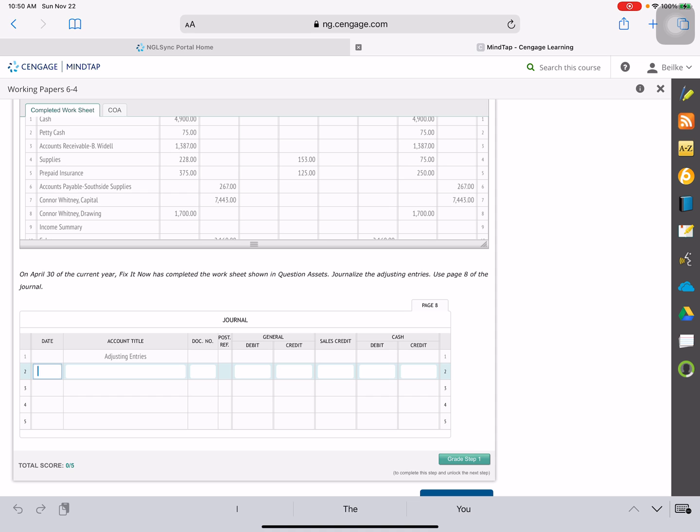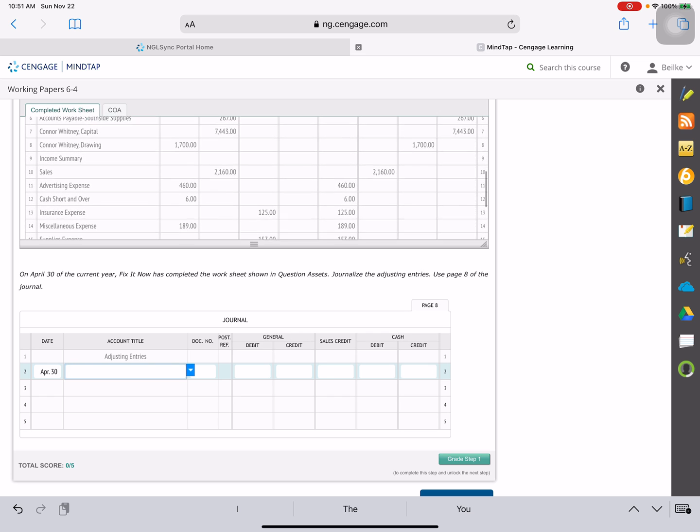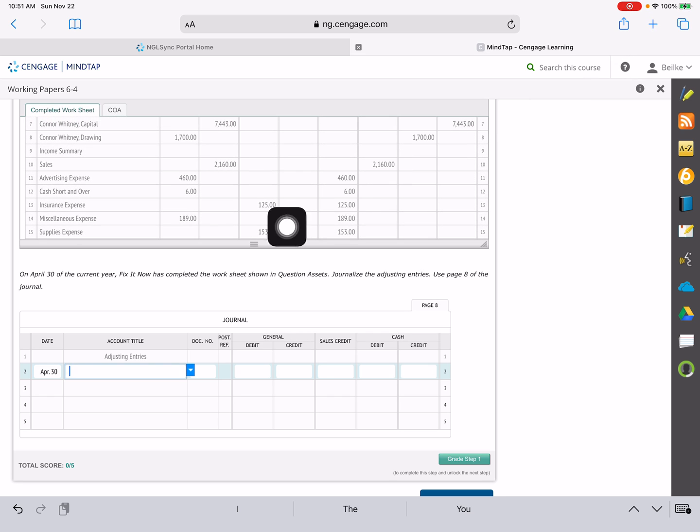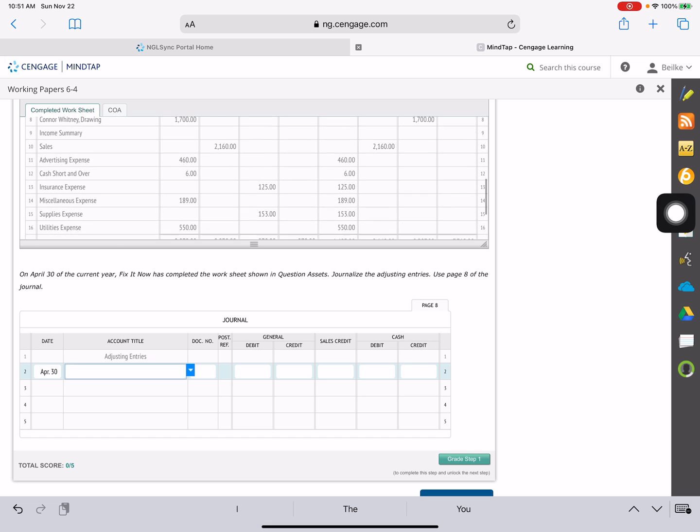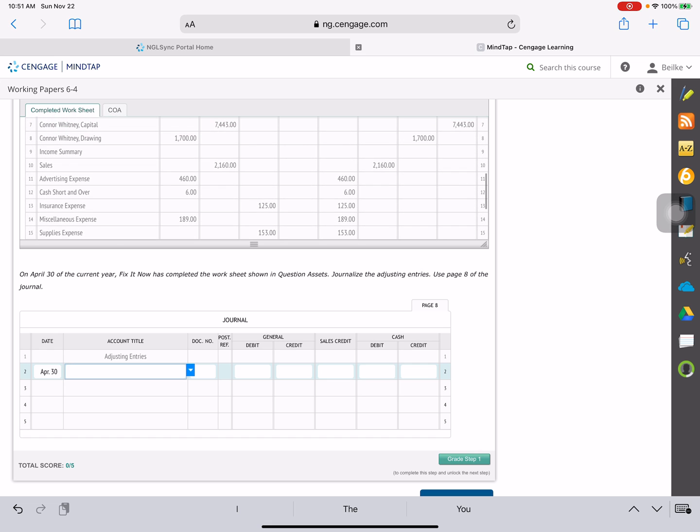We're going to put in April 30th of the current year. Our adjusting entries, our debit entry for supplies, you can see right here, we're looking at our adjusting entries. Remember, we're in our adjustments column of our worksheet. We're going to go down to our first entry, which is supplies expense, and it's on line 15. So we're going to type in supplies expense.